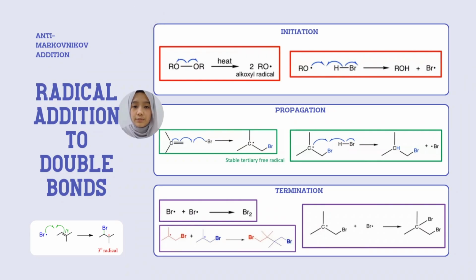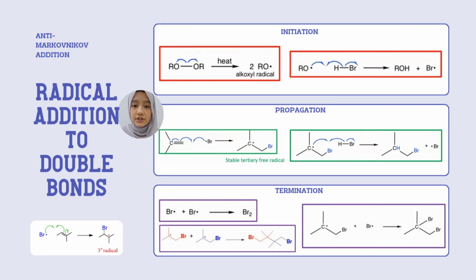The propagation steps repeat continuously and keep the reaction going. So firstly, the addition of the bromine radical to the alkene. The bromine radical adds to the double bond. One pi bond bonds with Br, and the other becomes a carbon radical. The radical forms at the more substituted carbon, giving a tertiary free radical because it is more stable.